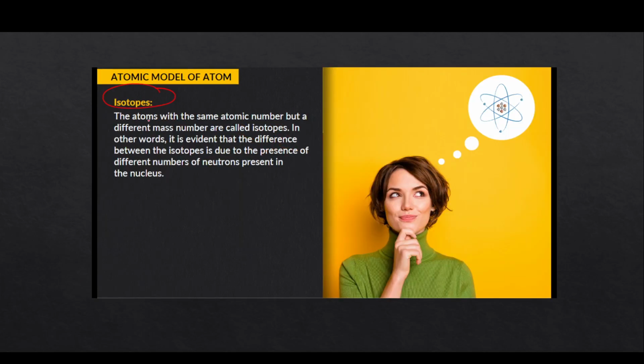Then isotopes. They are atoms with the same atomic number but different mass number, which are called isotopes. So we know mass number is the number of protons and neutrons, right? And atomic number is just protons. So this is just because of the different number of neutrons present inside the nucleus.